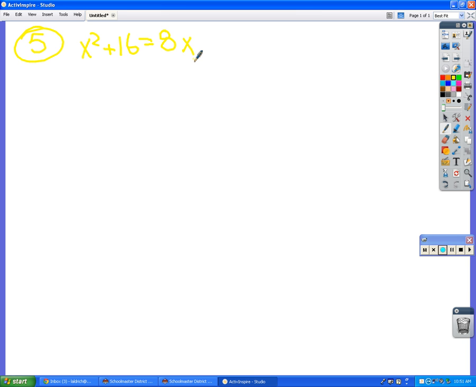So what's the first thing I need to do to make this work? Put it in order. Subtract 8x from both sides. Yeah. I have to get it set to be equal to 0. So now that I have it in its standard form, A is 1, B is negative 8, and C is 16.